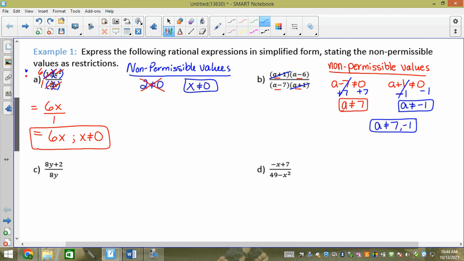Now some people want to try and cancel off the a's. You can't do that. Binomials can only be canceled off if they have a replicated twin in the numerator and denominator. So, is there an a minus 7 in the numerator? Is there an a minus 6 in the denominator? No, so I can't actually go any further. That is as simplified as it gets. Your guys' problem is oversimplifying. So we get a minus 6 over a minus 7, and then we follow behind with a can't equal 7, comma, negative 1.